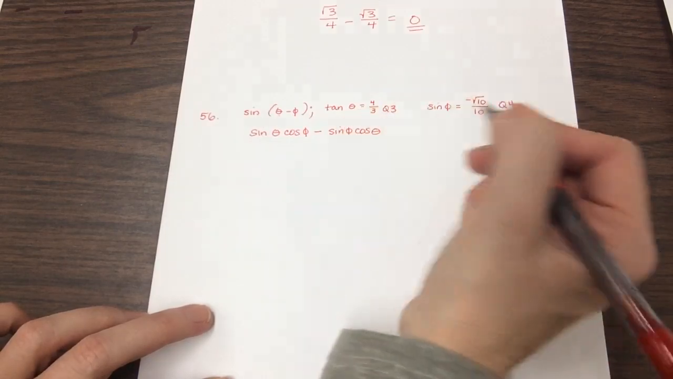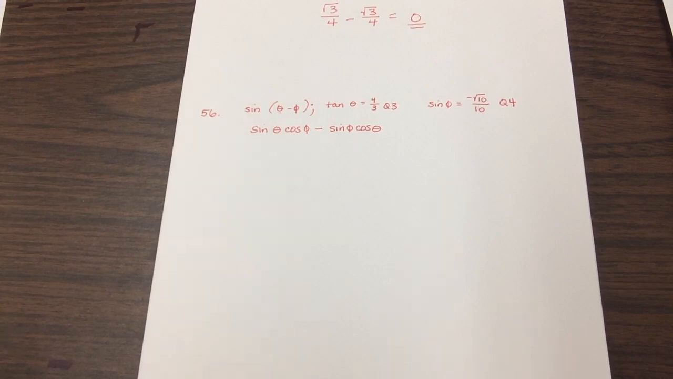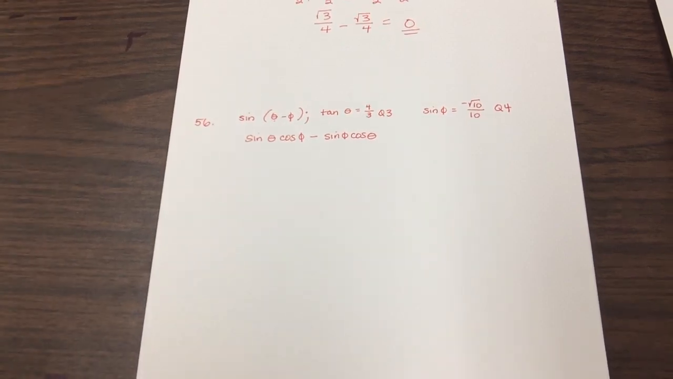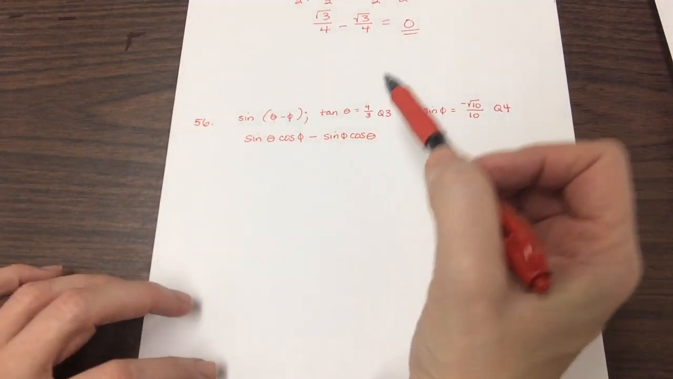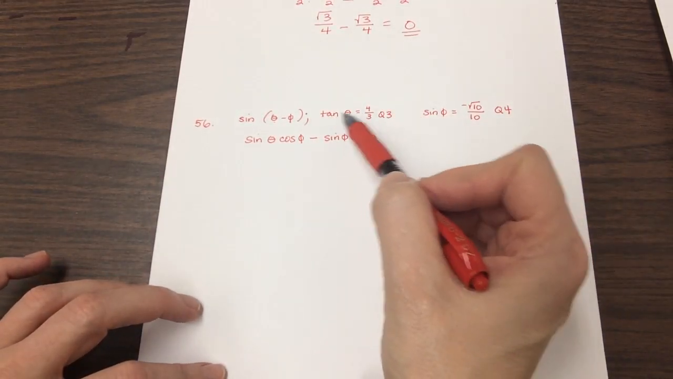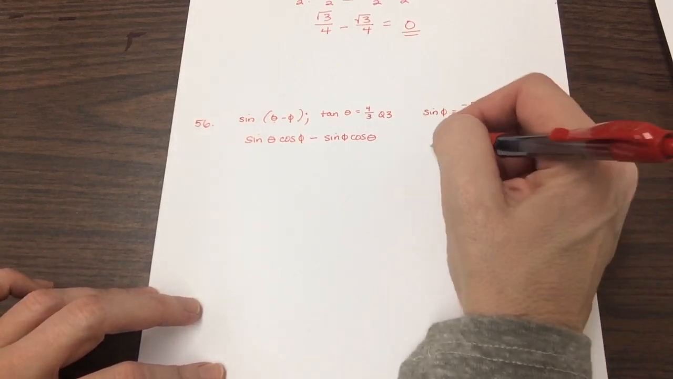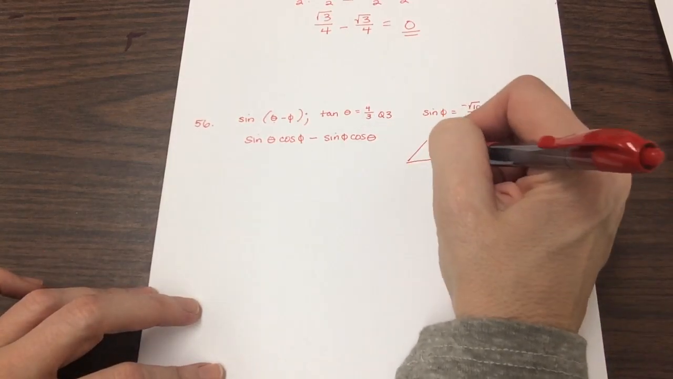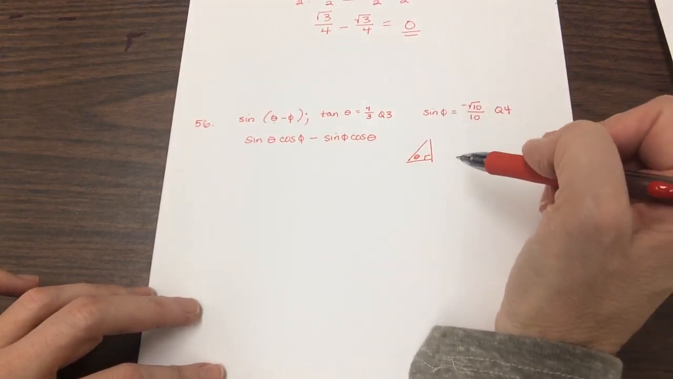Alright, so these are the four things I need to know. I need to know the sine of theta, the cosine of phi, the sine of phi and the cosine of theta. Well, have they given me enough information to find that? Yes, they have, because they told me that the tangent of theta is 4 over 3. So I would drop a triangle, and I would just label it and think, alright, what is this going to look like?